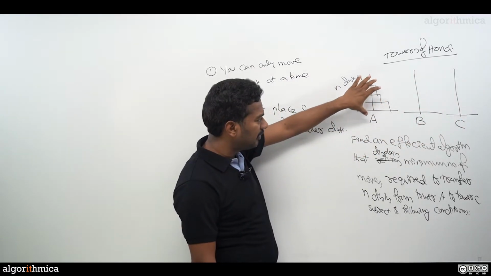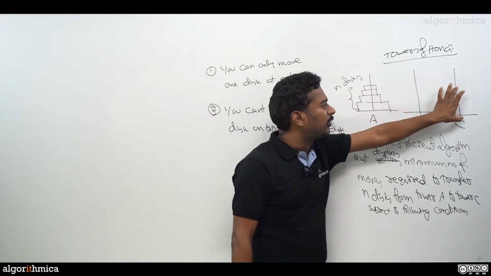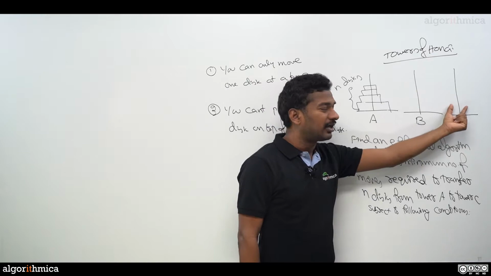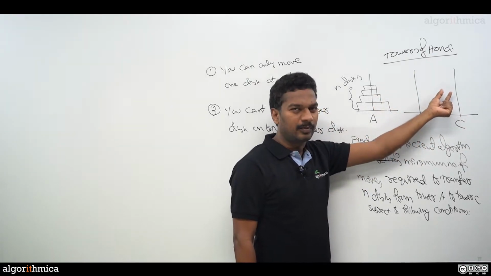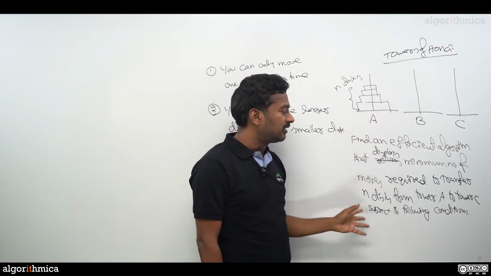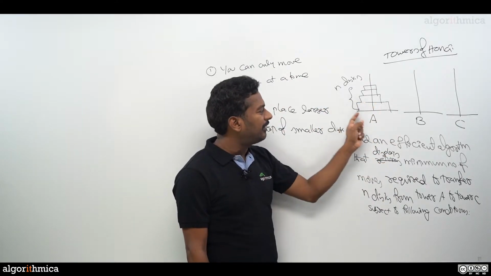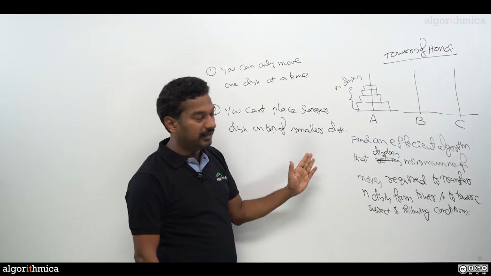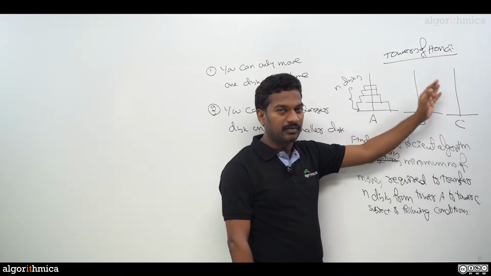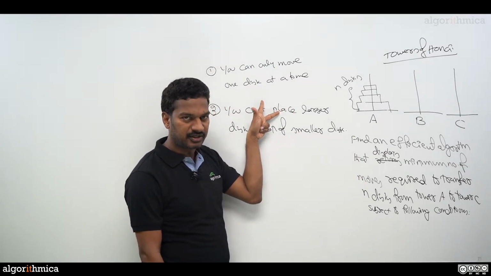So now the only way we can think of transferring n disks from A to C is exactly the same arrangement: the largest should be at the bottom, the second largest on top of it, the third largest on top of that, and the fourth largest on top of it. So that's what this problem is all about. Given n disks on tower A, your job is to transfer all of them from A to C by satisfying these two restrictions.